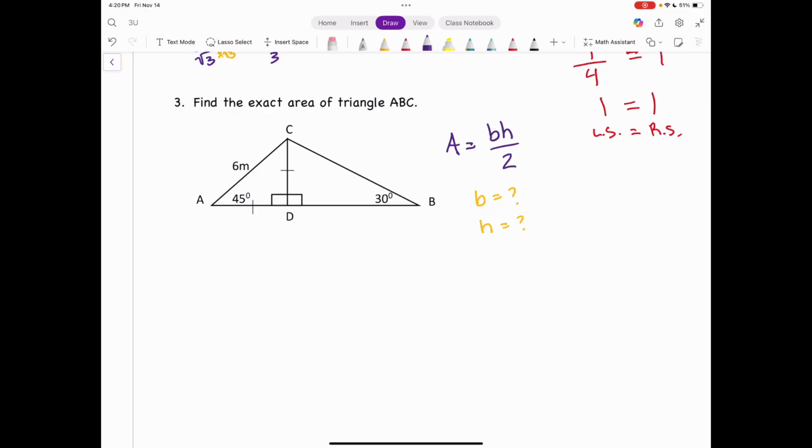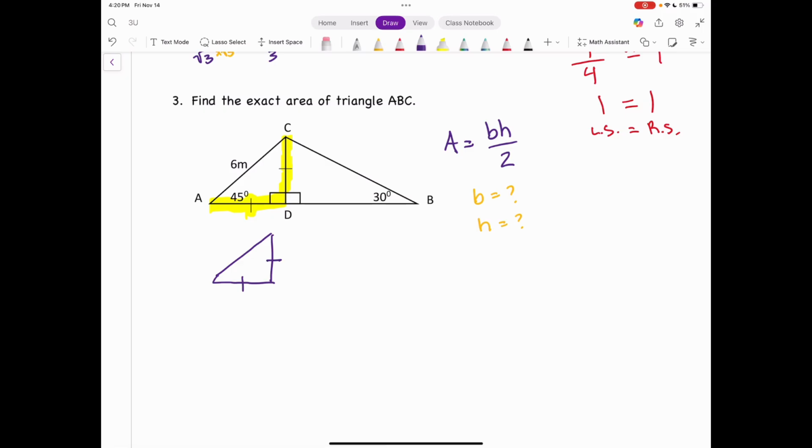The first thing that we need to realize is that this tick here means that this side of the triangle is equal to this side of the triangle. Okay, and you'll notice that we have a 45 degree special triangle here. We don't know what the sides are equal to, but we do know that the hypotenuse in this case is equal to 6 meters. So special triangles, they don't always have to have the same side lengths. They just have to have the same ratios. And we'll get more into that later in the semester.